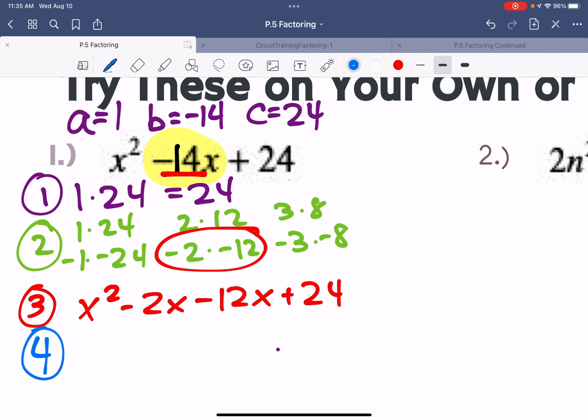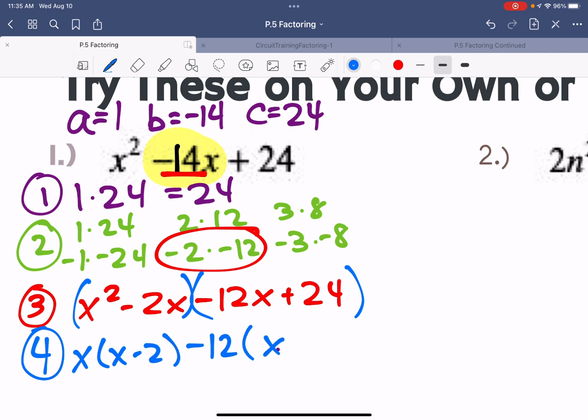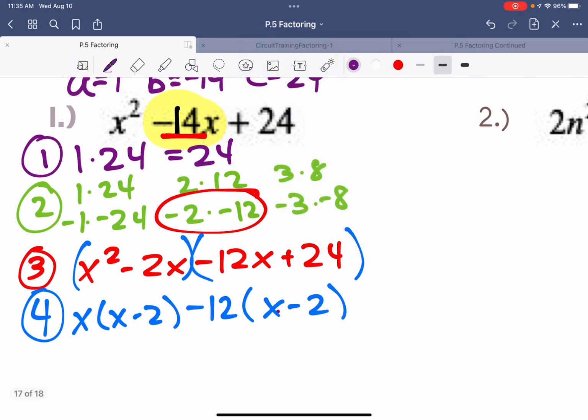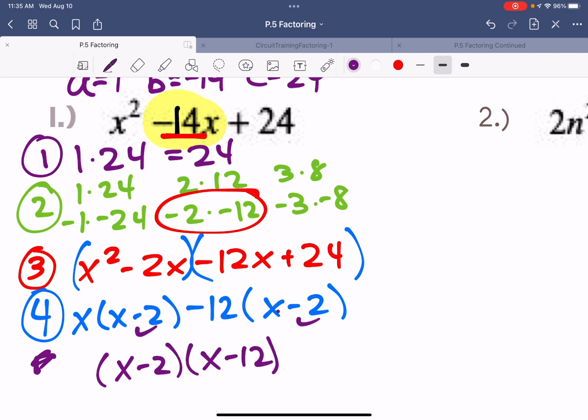All right, so step 4 is factor by grouping. So go ahead and group 2 terms, the first 2 terms and the second 2, and we do the GCF. You can double check again that you've done this right because the 2 parentheses should be the same. And so we're going to go ahead and write the answer of x minus 2, x minus 12. And again, it's the GCF, so the x minus 2 comes out. What you have left in the parentheses is what's on the outside, so the x and the minus 12.